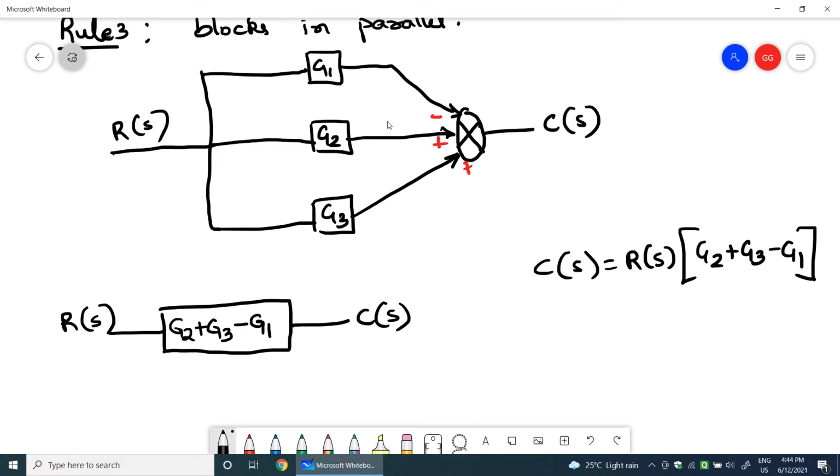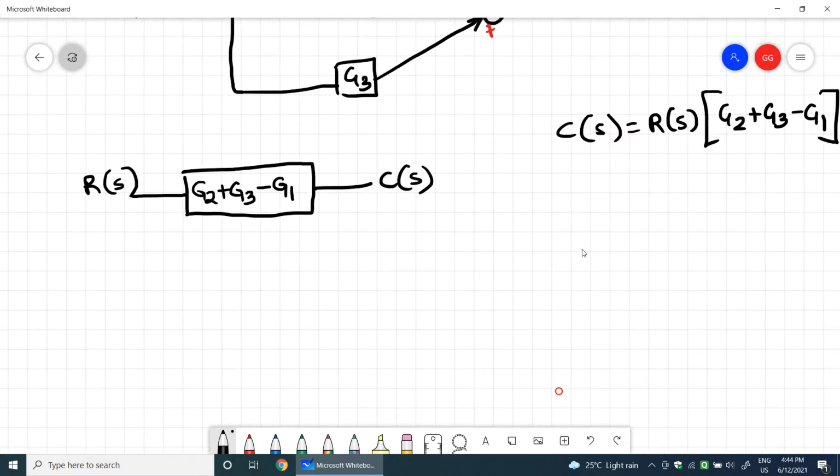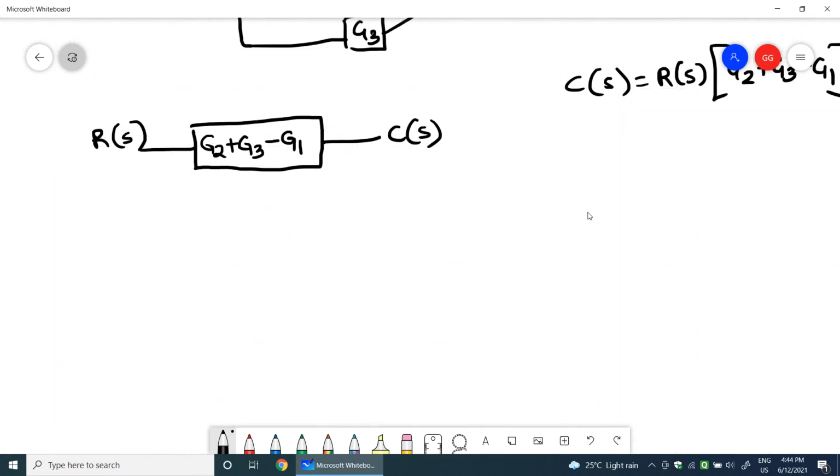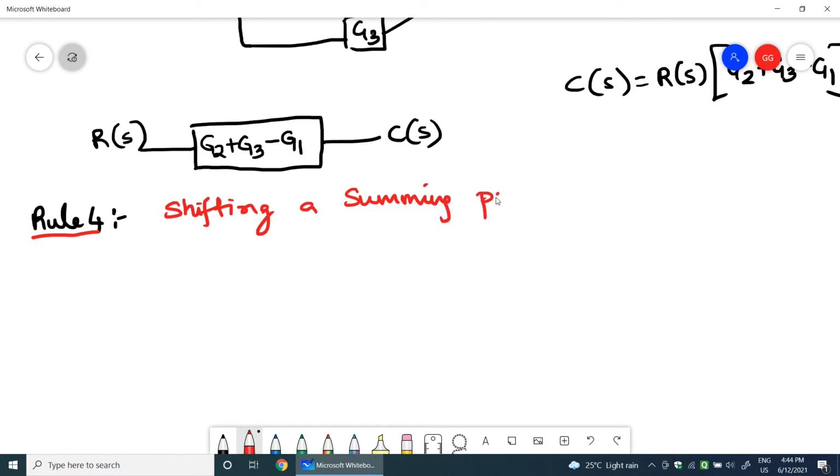Okay, let us go with rule 4. So what is rule 4? In rule 4 we'll say shifting a summing point behind the block. Shifting a summing point behind the block.